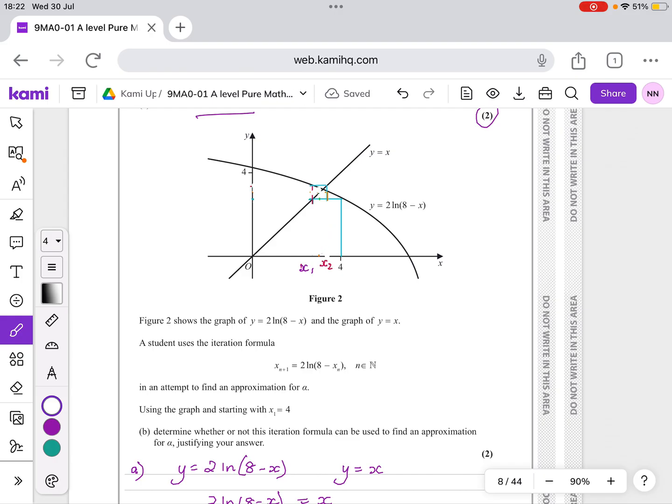So you don't need that bit either. So you do curve, straight line, curve, straight line, curve, straight line, and you go round so that you end up as a cobweb for this one.